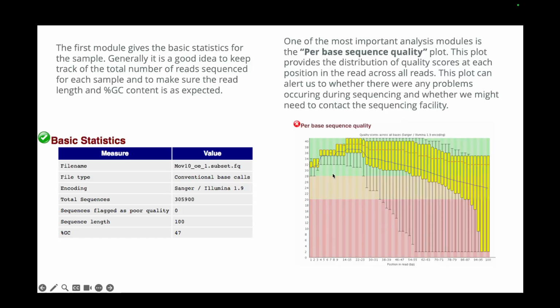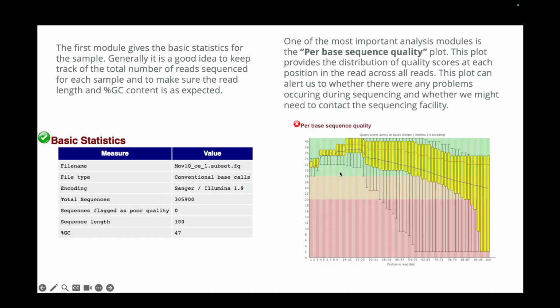In the second part, you'll have this plot, which is per base sequence quality. This is your position in the read, and this box plot will tell you the sequence quality of the reads in that position. This red line will tell you the median quality. The median is basically the 50th percentile quality. This plot can tell us whether there are any problems occurring during sequencing, or whether we might need to contact the sequencing facility as well.